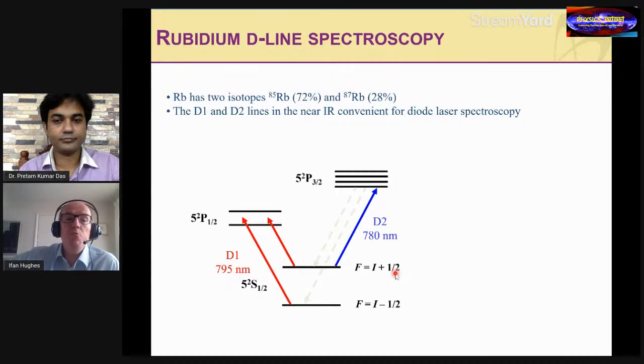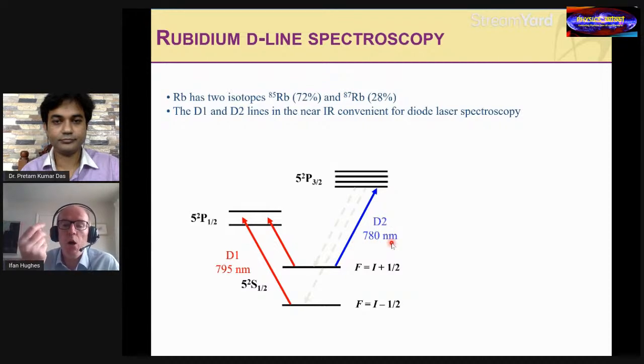As it happens, rubidium has two isotopes. Roughly 3/4 of the atoms in the box are rubidium-85 and roughly 1/4 are rubidium-87. And then the notation people use is, this is the ground state in rubidium, and then the first excited state is known as 5p, and there's a splitting. There is a 5p 3/2 fine structure, and there is 5p 1/2 fine structure. And if you go from the ground state to 5p 3/2, for historical reasons, that transition is known as D2 and is at 780 nanometers.